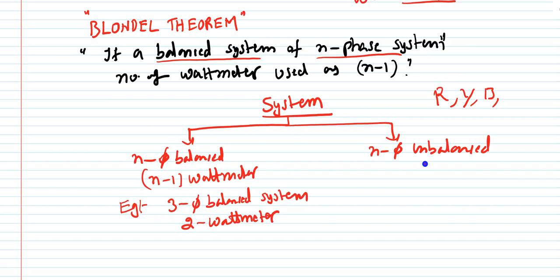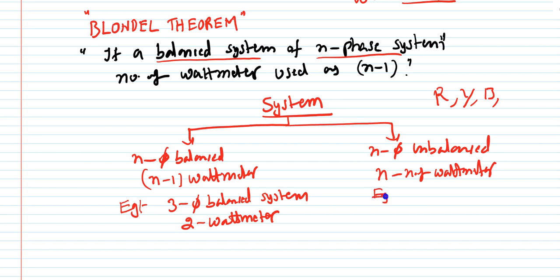If it is an unbalanced system, then how many wattmeters do we need? Again n wattmeters are needed, because it is an unbalanced system. For each phase, we need to install one wattmeter. So if it is n phase, then n wattmeters are needed.